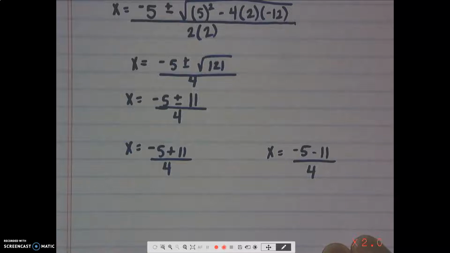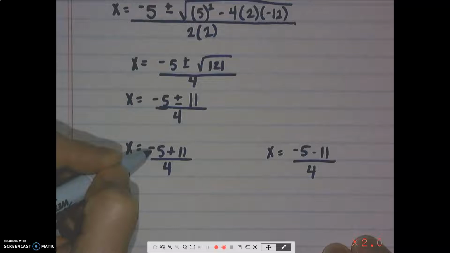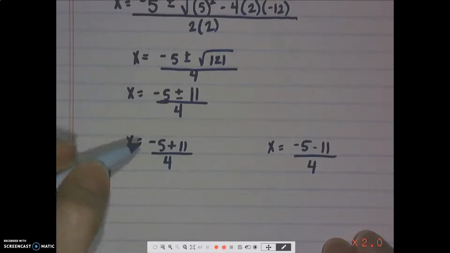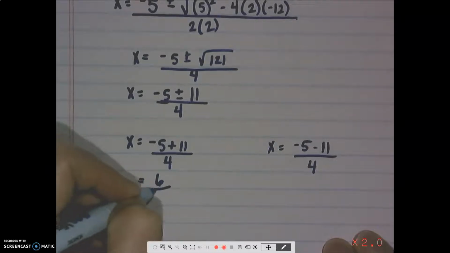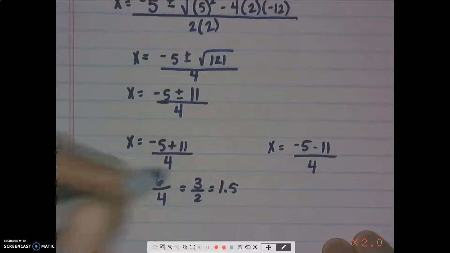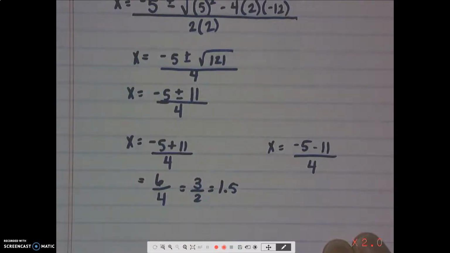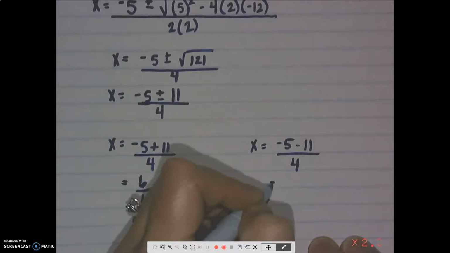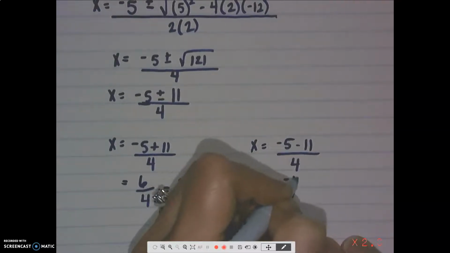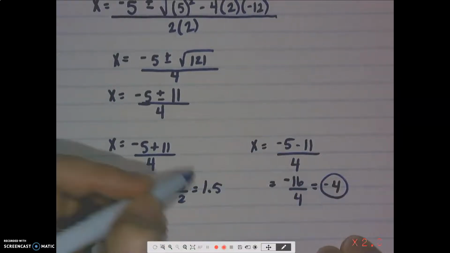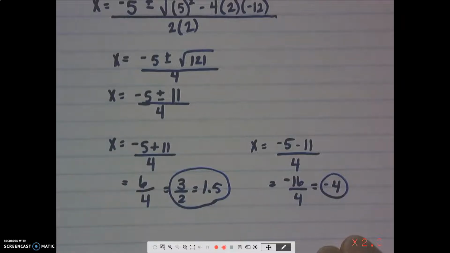Now you can do these again in pieces, or you can type them in all at once. If you're doing it in pieces, then you're doing the numerator first and then the denominator. So negative 5 plus 11 is 6, divided by 4 would simplify to be 3 halves, or you could say 1.5. Over here, if we're doing this by hand, in pieces, negative 5 minus 11 is negative 16, divided by 4 means this would be negative 4. So negative 4, and I'm going to circle both of these. You could put either one, it doesn't really matter.